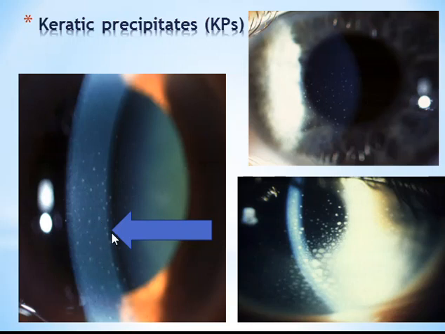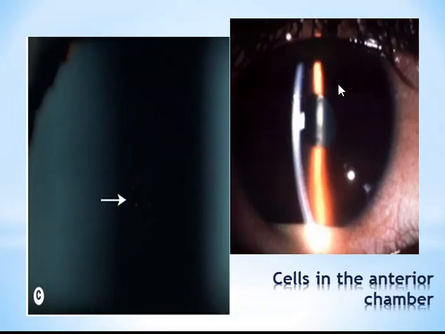And the presence of cells that aggregate at the endothelial part, inflammatory cells, and when inflammatory cells are floating in the vitreous, these are cells in the anterior chamber, which is the main sign of uveitis. We try to count the number of cells in the anterior chamber to grade the uveitis into mild, moderate and severe according to the number of cells we count in the anterior chamber or in the vitreous body.